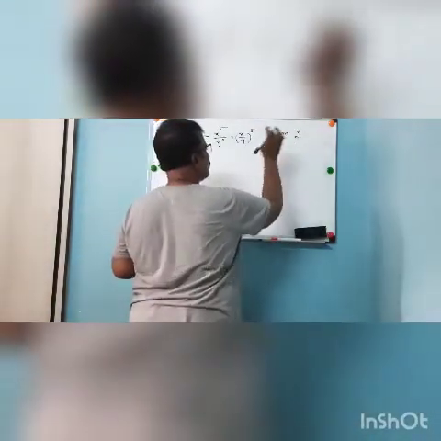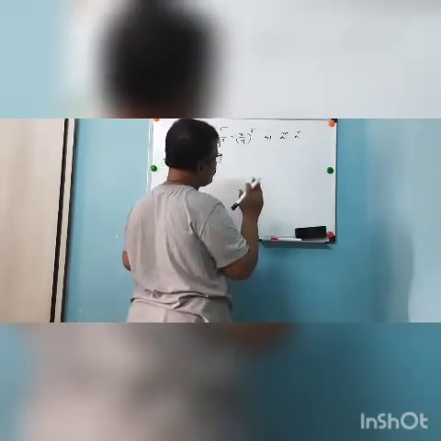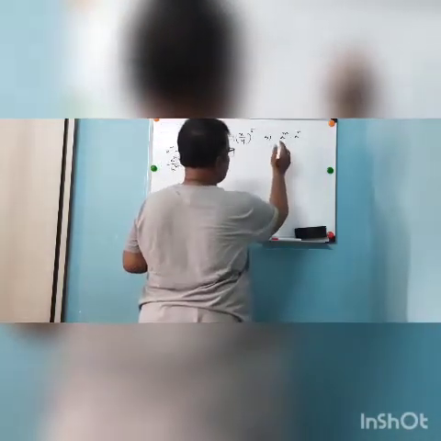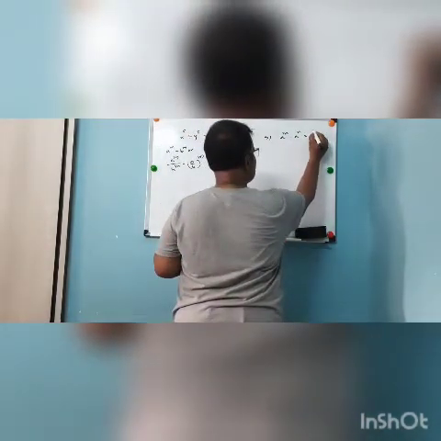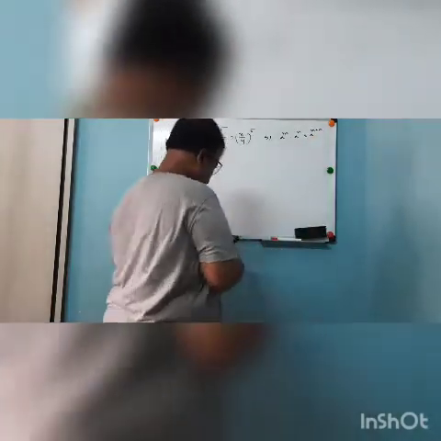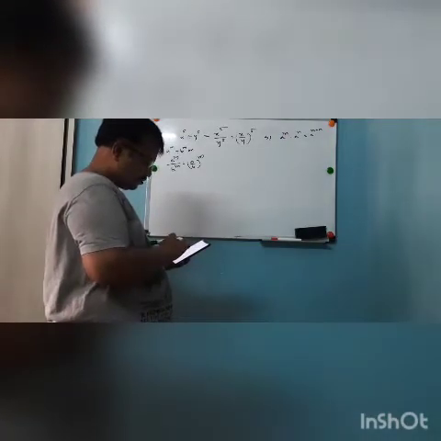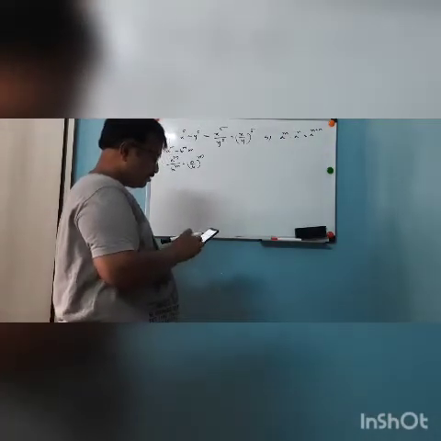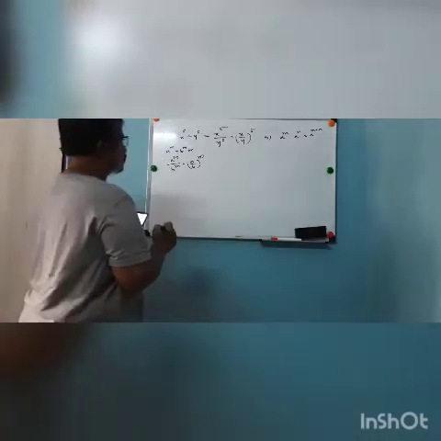Here we are multiplying the same bases. So when the bases are equal and we are multiplying, we write the same base and add the exponents: a power m plus n. So the fifth question answer is option 3. Next, the sixth question.